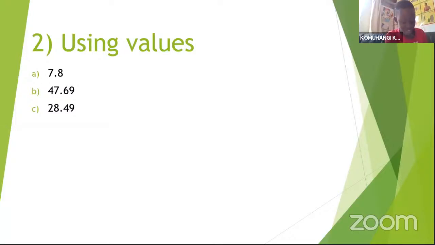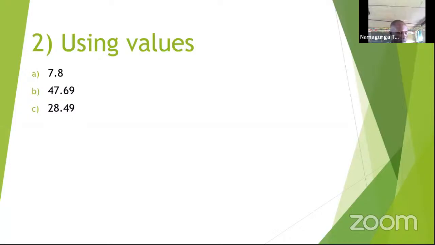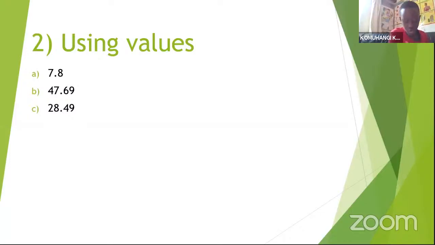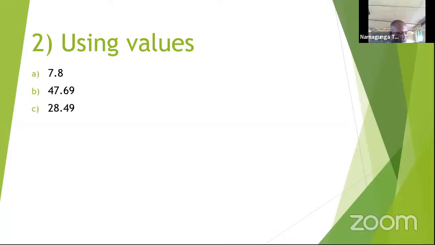0 times 1 plus 8 times 1 out of 10 plus 9 times 1 out of 100 plus 3 times 1 out of 1,000. 0 times 1 plus 8 times 0.1 plus 9 times 0.01 plus 3 times 0.001 is equal to 0 plus 0.8 plus 0.09 plus 0.003. Thank you. Thank you very much.